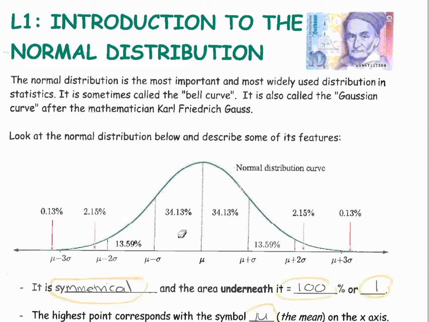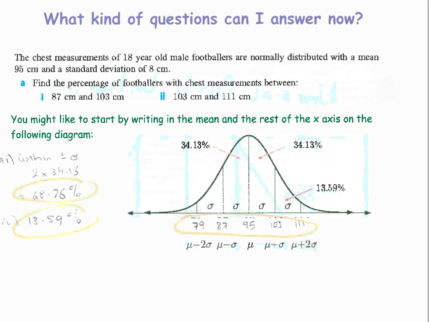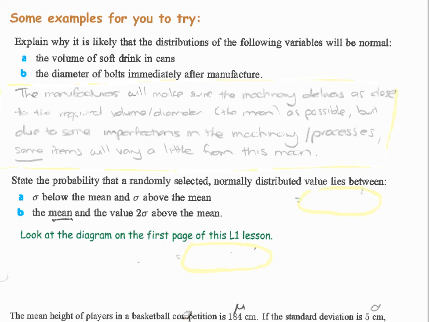You probably won't remember already. So it would be double 34.13. Then you would work that out. It is 68.26% of the data that lies between one standard deviation below the mean and one standard deviation above the mean.